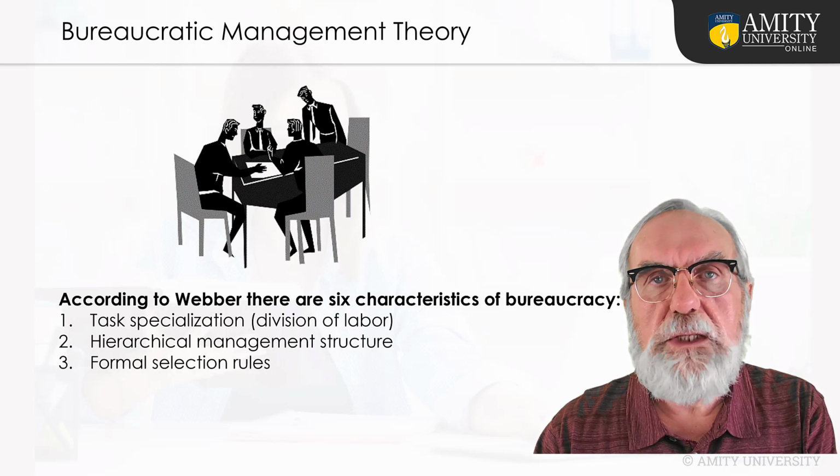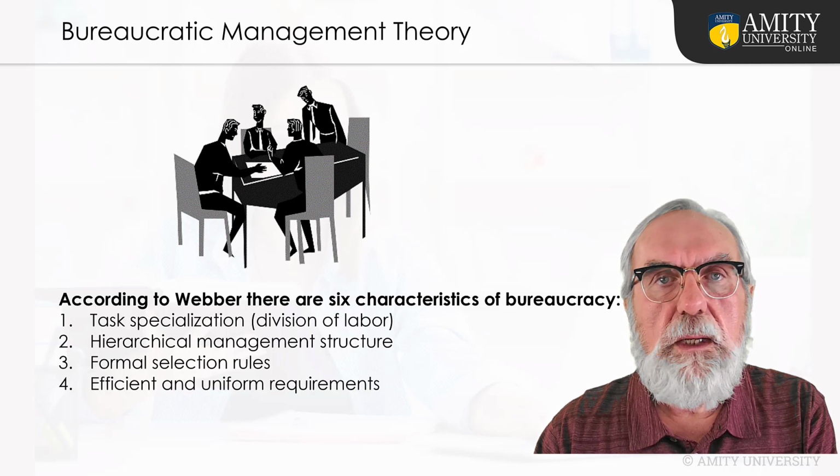Next is formal selection rules. In the ideal organization, Weber believed that employees should be chosen based on their technical skills and competencies, which are acquired through education, experience, or training, and no other factor should be considered. And since workers are paid for their services, and services are divided by job position, an employee's salary is entirely dependent on their position. Contract terms are also entirely determined by the organization's rules and regulations, and employees have no ownership or interest in the company. The next characteristic is efficient and uniform requirements.